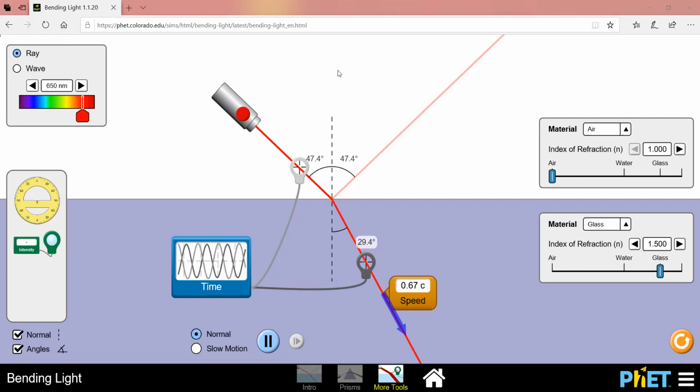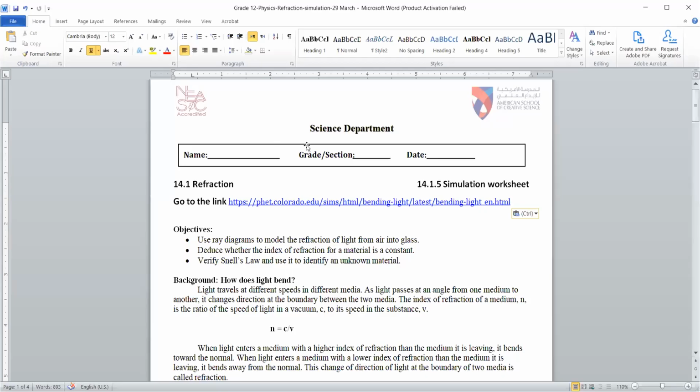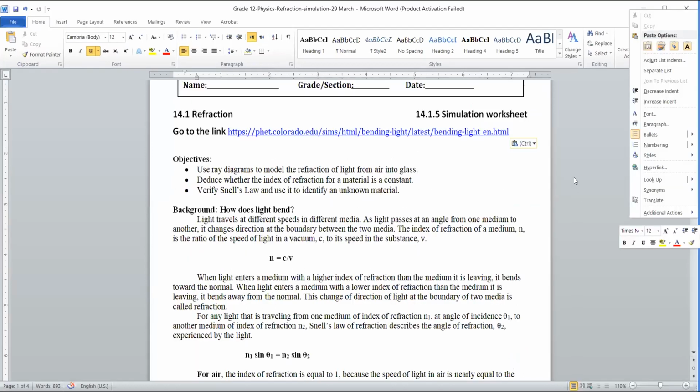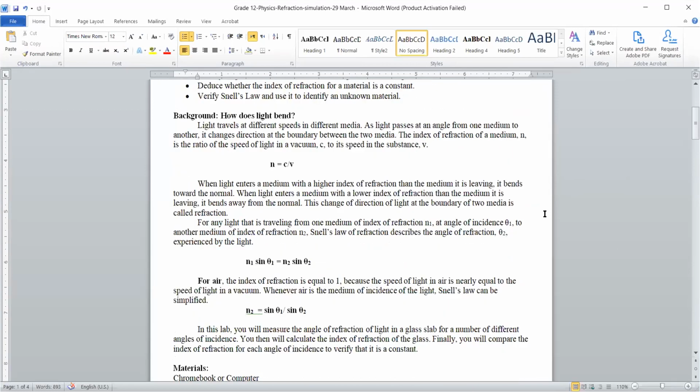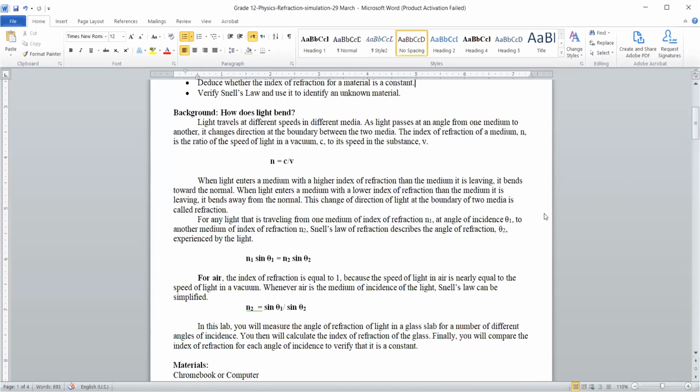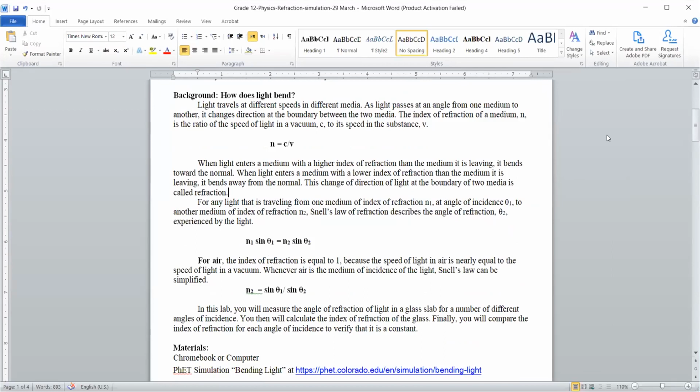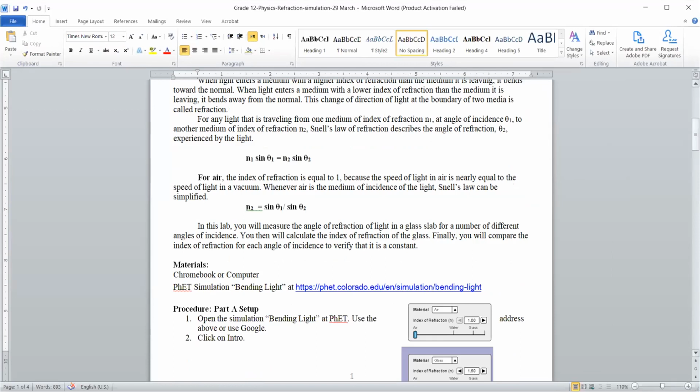So here for the simulation, I hope you will enjoy working on this virtual lab, but don't forget while you are working, you have to go to the worksheet named Grade 12 Physics Refraction Simulation Worksheet. As I said, you will find the link at the beginning. You have the objectives, you have the background, how does light bend. The background will help you to remember what we discussed and what we studied. You will find the law of refraction, the law of refraction that you used last week in the worksheet.